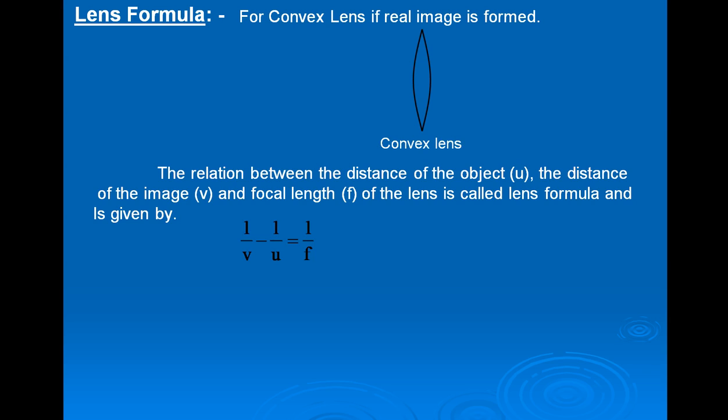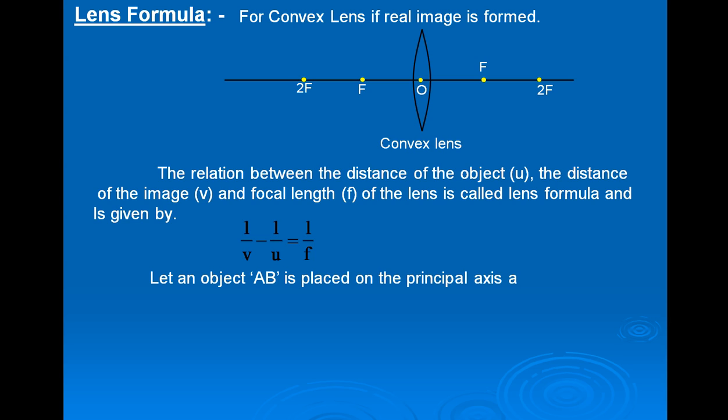So this is the convex lens and this is the point O, optical center of the lens, and this line is the principal axis, and these 2 points are F, focus point of the lens on either side of the lens, and these 2 points are 2F point on the principal axis of the lens. Let an object AB is placed on the principal axis away from 2F. This is the object AB placed away from 2F on the principal axis.